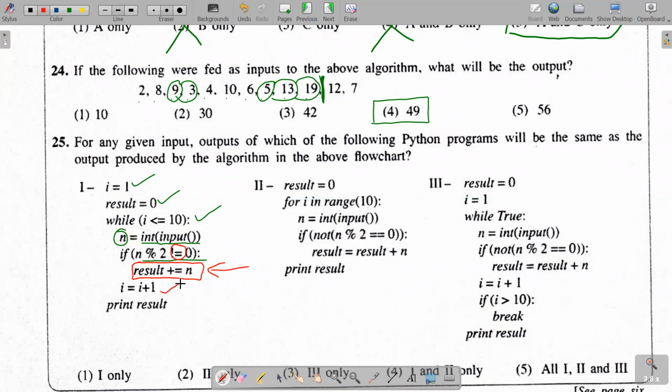Then I equals I plus 1 happens. So that is the structure which is inside the while. And then outside the while it says print result. ඒ කියන්නේ first එක කෙනා හරි. Right? Second එක කෙනාගේ result equals 0, for I in range 10.